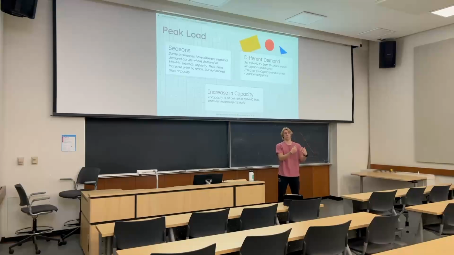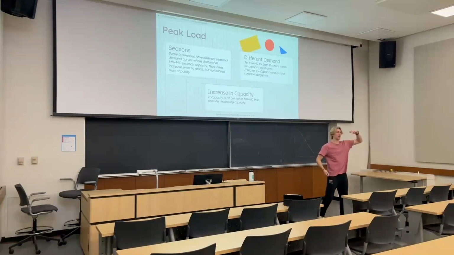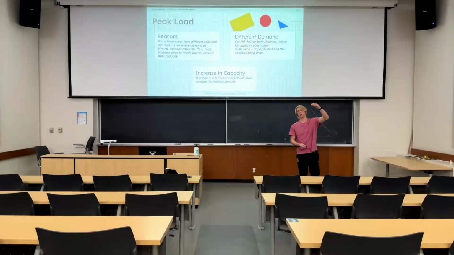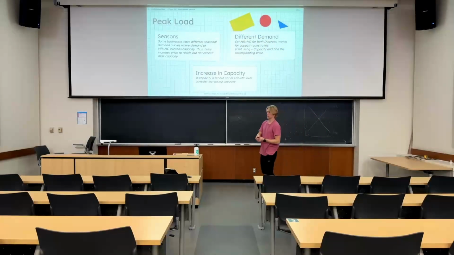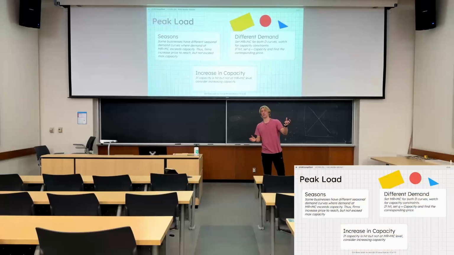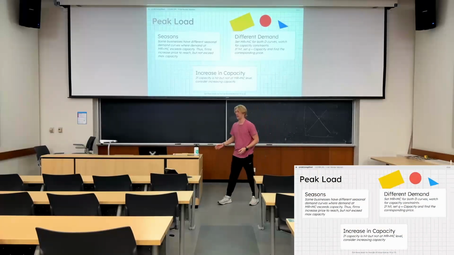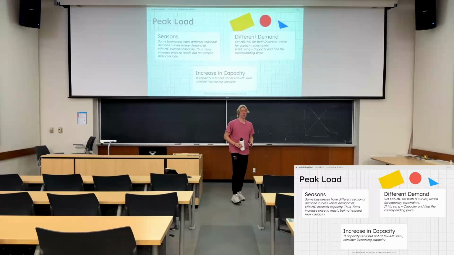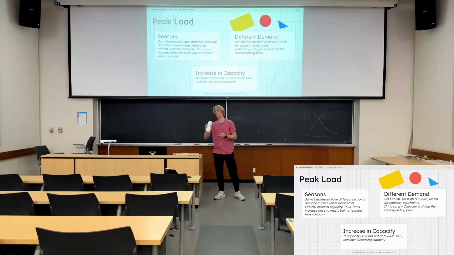But oftentimes there's a capacity constraint. So if you do that, but then during your peak season you hit that capacity constraint, then what you're going to want to do is set your quantity demanded equal to your capacity constraint, and then solve for price. So that's what you would do if you hit the capacity constraint. And if it is hit, consider increasing your capacity.